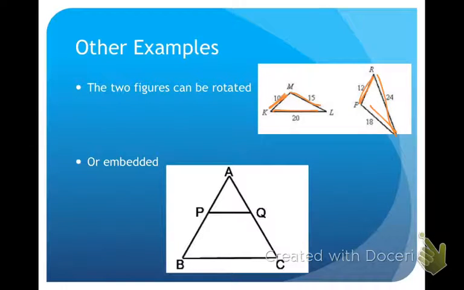You might see the two figures are embedded in each other. So for both of these, A is at the top. If we have APQ as our small triangle, and ABC as the big triangle, let's look at our corresponding sides. AP would correspond to AB, AQ corresponds to AC, and PQ corresponds to BC. And then angle A corresponds to itself, P corresponds to B, Q corresponds to C.